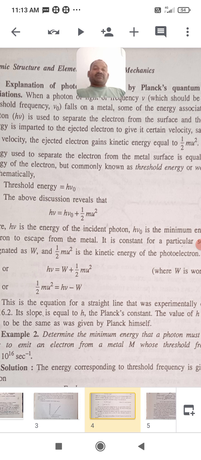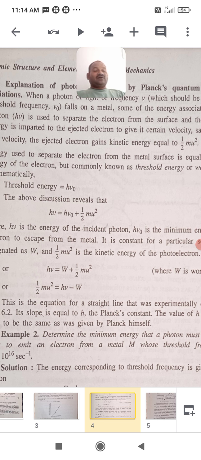hν is equal to W plus ½mu², where W means work function. So ½mu² is equal to hν minus W. This is the equation for a straight line that was experimentally obtained, where the slope is Planck's constant. The value of h thus found came to be the same as was given by Planck himself.